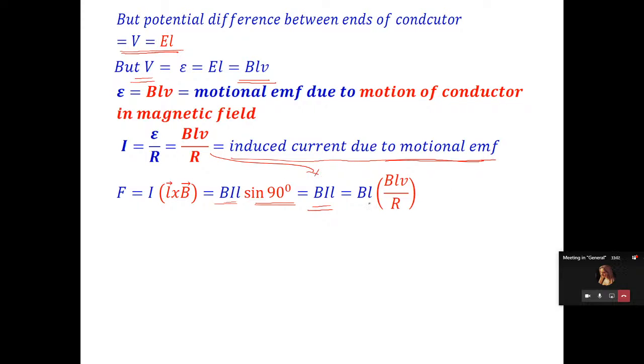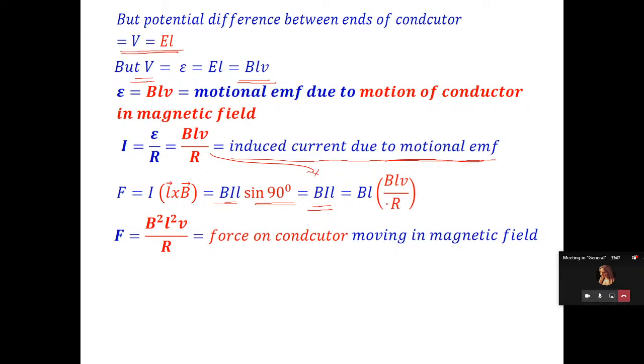So when we substitute it, we get BL multiplied by BLV by R. We get the final value for the force as B square L square V by R. Remember, this equation starts with F equals IL cross B, Fleming's left hand rule. Then we can substitute the value of I as BLV by R. We get the equation for the force as B square L square V divided by R. This is the force on a conductor moving in a magnetic field.